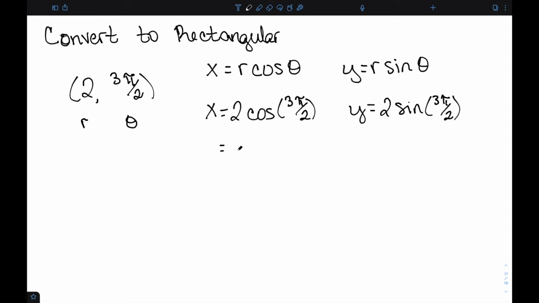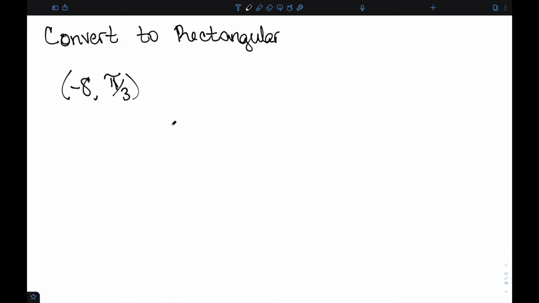Cosine of 3 pi over 2 is 0, so this would be 0. Sine of 3 pi over 2 is -1, so this would be -2. In rectangular coordinates, this is 0, -2. What about -8 comma pi over 3?